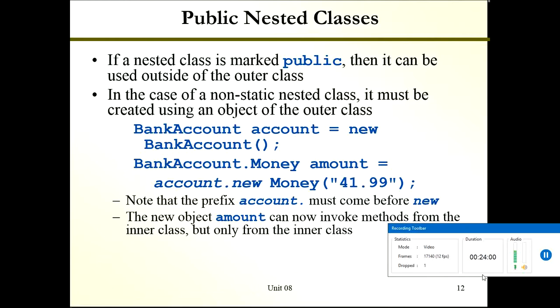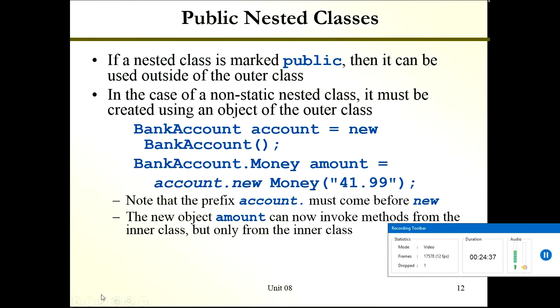If the nested class is made public, like the one that I showed you before in the example, if the inner class is marked with the public modifier instead of the private modifier, then it can be used in all the ways we have discussed so far. It can also be used outside the outer class. So if the inner class is marked as public, it can be used outside the outer class also. The way that you create an object of the inner class outside the outer class is a bit different over here.